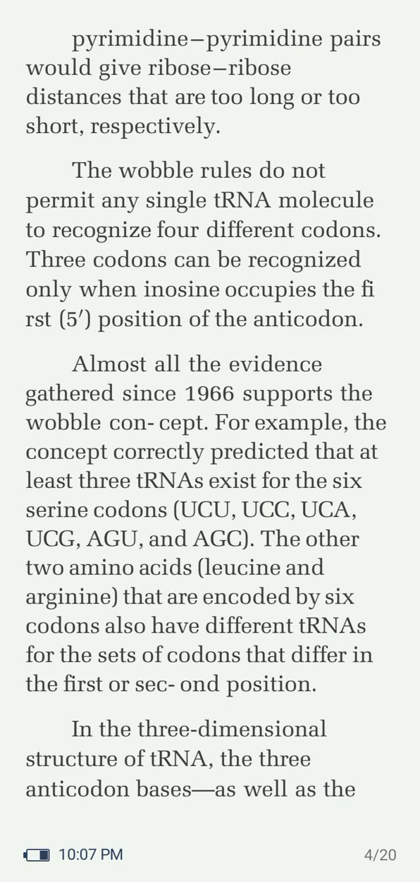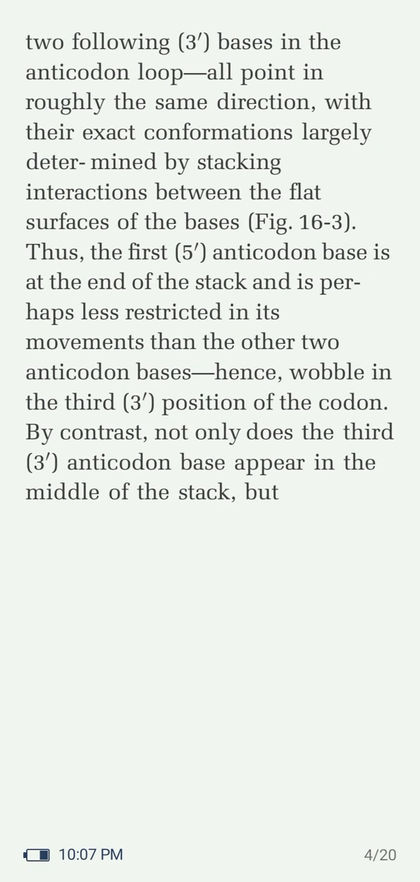In the three-dimensional structure of tRNA, the three anticodon bases as well as the three following 3' bases in the anticodon loop all point in roughly the same direction, with their exact conformations largely determined by stacking interactions between the flat surfaces of bases. Thus, the first 5' anticodon base is at the end of the stack and is perhaps less restricted in its movements than the other two anticodon bases. Hence, wobble in the third position of the codon.